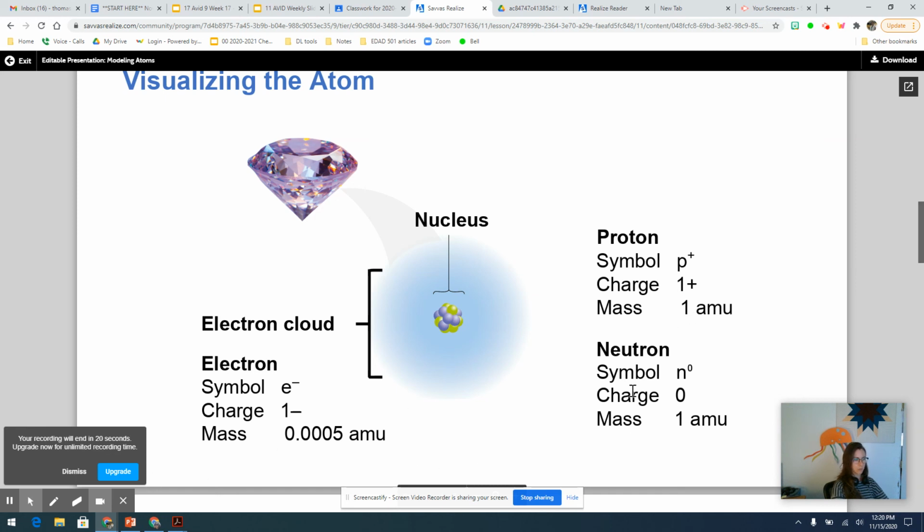Neutrons are neutral. They do not have a charge, but they're also 1 atomic mass unit. All right, in the next video, we'll look at electrons and keep going.